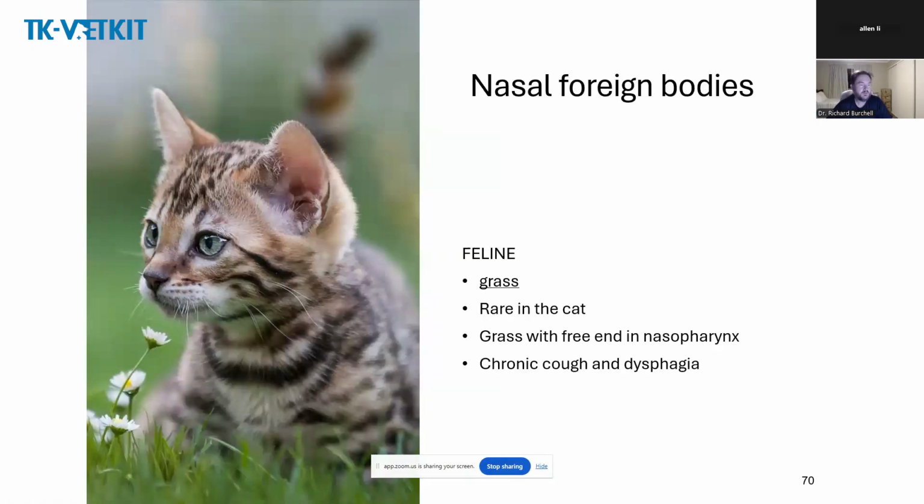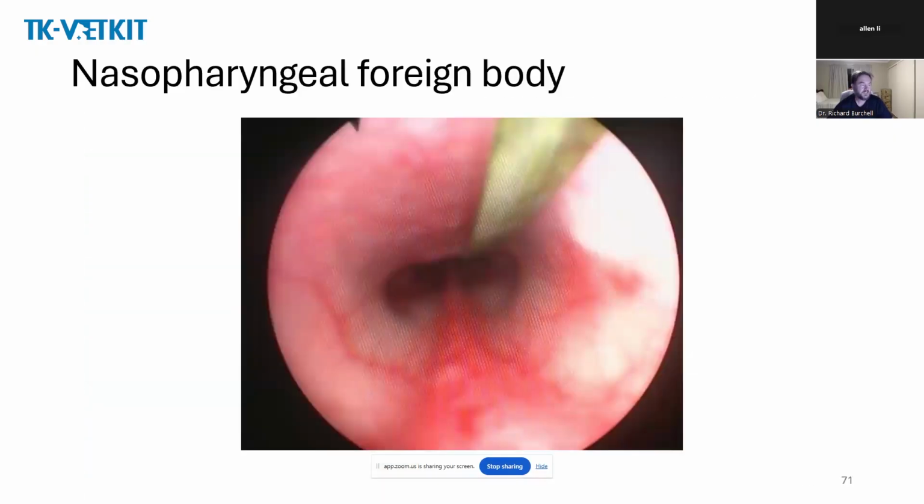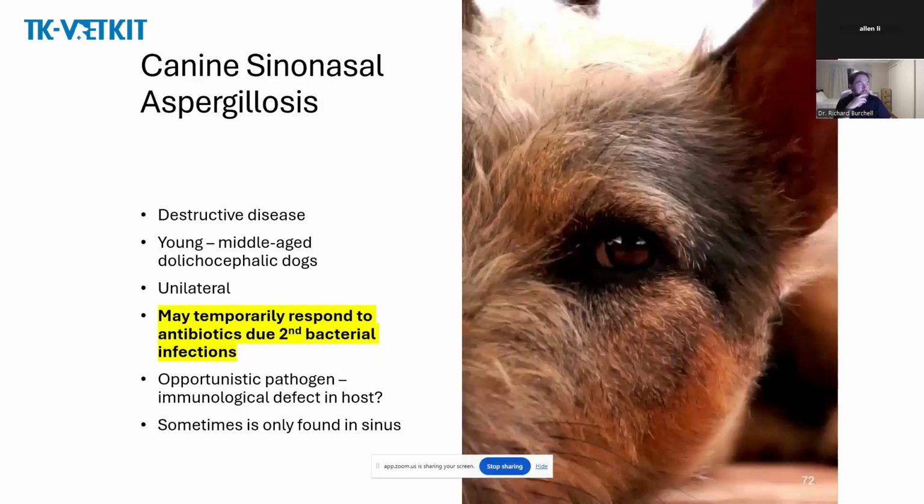In cats, remember we said it's mostly in the nasopharynx, and they often will have a cough and regurgitation. I showed this image earlier of a grass blade in the nasopharynx. I've treated a few of these over the years. They're lovely to treat. You pull them out, and the cat just looks like $1 million afterwards, and you look like a hero, and the owner is really happy.